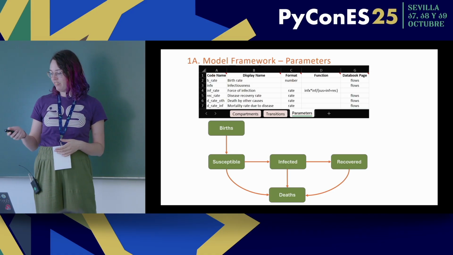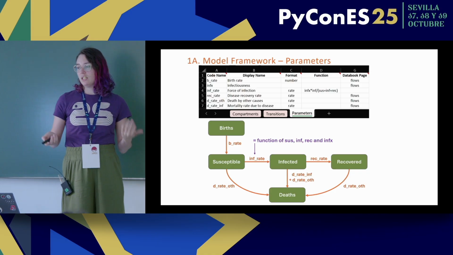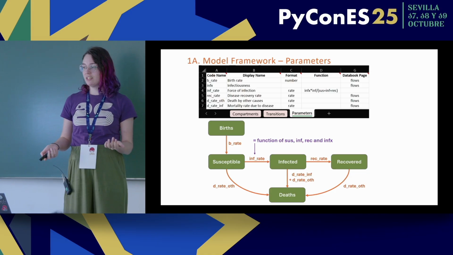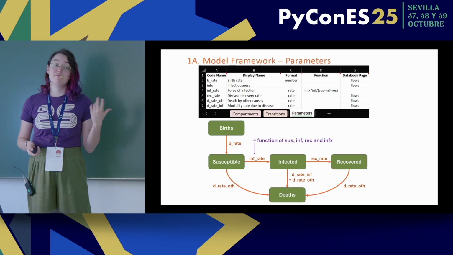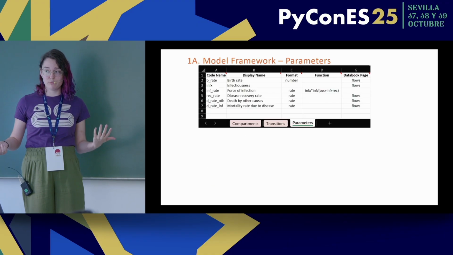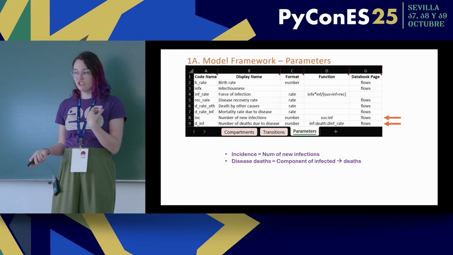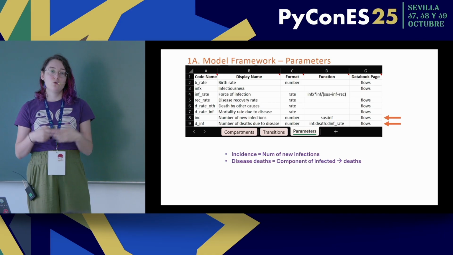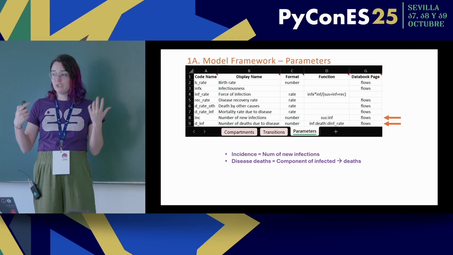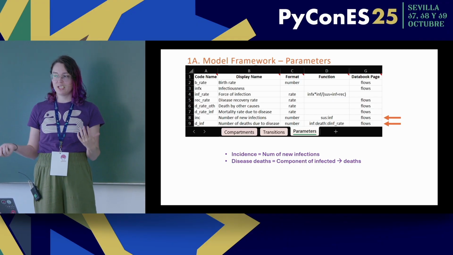So the force of infection in this case is a function of the amount of people susceptible, infected, recovered, and of the infectiousness. And also we can add extra parameters. So if we feel like it's useful to us for calibration later on, or even just a quantity that we would like to have, just so we can look at it at the end and compare it in different scenarios, we can just add that here.